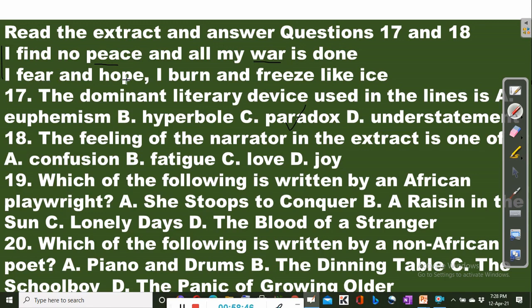Then line two, I fear and hope. You can see fear and hope are opposites. This is a statement and it combines two ideas, which is what paradox is about. Then the second statement here, I burn and freeze like ice. Burn and freeze refer to a hot situation and a cold situation, which, of course, are two opposite ideas. So that is why we refer to this as paradox.